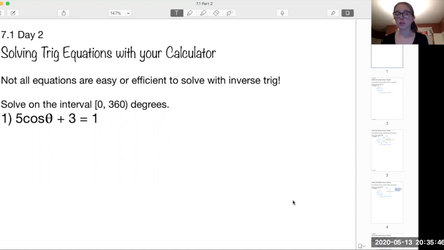consider this equation. The directions are the same that you saw in the first part of the section, solve on the interval 0 to 360 degrees. We will use radians later today. And the equation looks familiar, 5 cosine theta plus 3 equals 1.